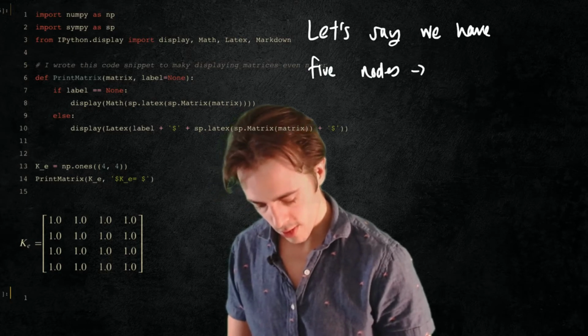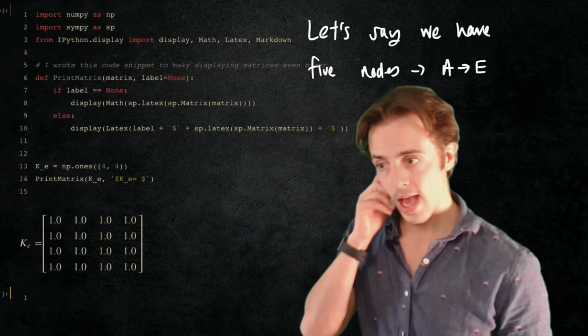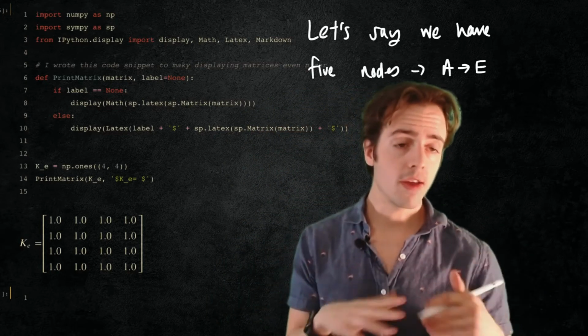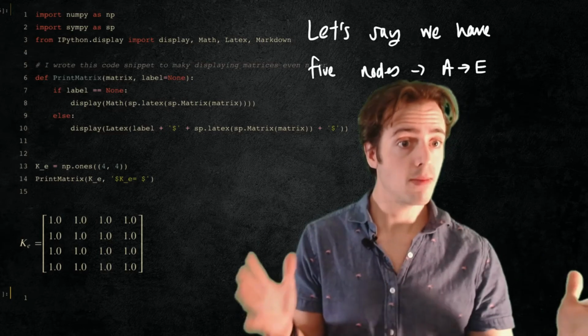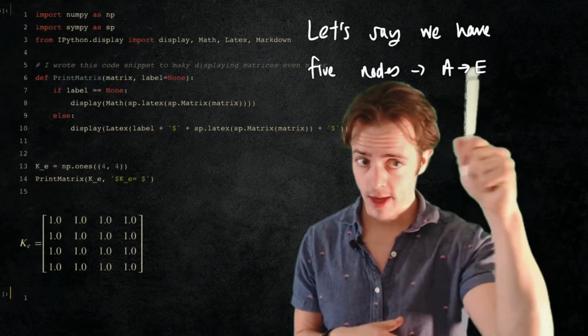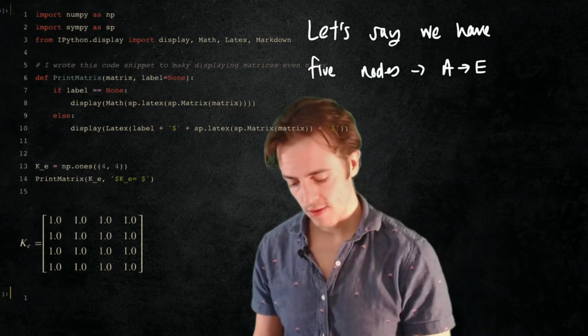And we're going to call those A through E. So we give them Latin letters A through E. And so we need to take this 4 by 4 and then expand it into a 10 by 10. Because we've got 5 nodes, we've got 2 displacements associated with each of these, which gives us a 5 by 1 global displacement vector.